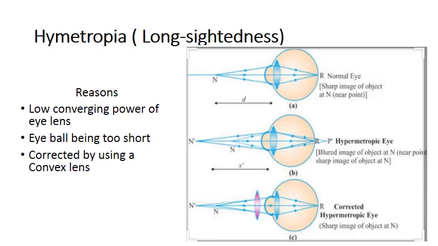Alright, hypermetropia is simply the reverse of myopia. The reasons of hypermetropia are the reverse of the reasons of myopia. The correction of hypermetropia is the reverse of the correction of myopia. How exactly this works is that the two possible reasons of hypermetropia are low converging power of the eye lens or the eyeball being too short.